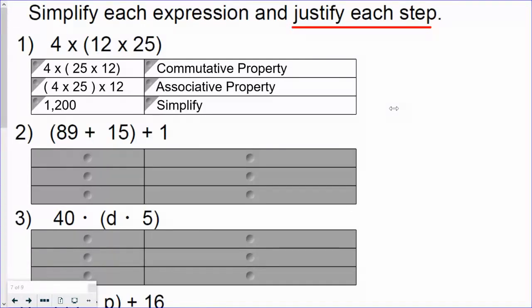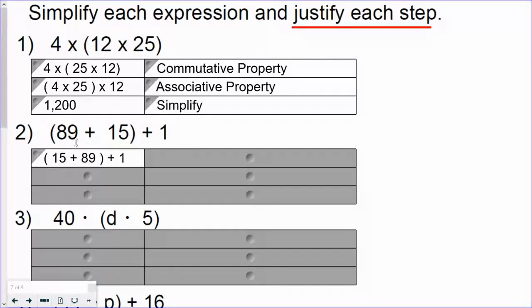Okay, problem 2, we have, once again, numbers that are grouped. Do you see anything that we could probably get together to make this easier mental math? Okay, so let's go through and see what we can do.